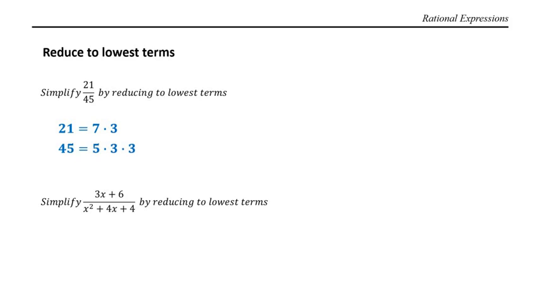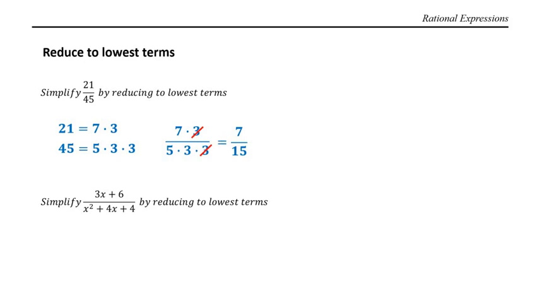And so when we rewrite this expression in its rational form, we would have 7 times 3 over 5 times 3 times 3. And so now we can cancel out a 3 on the numerator and denominator, which would leave us with a final simplified version of 7 over 15. Now let's address a more complicated problem.